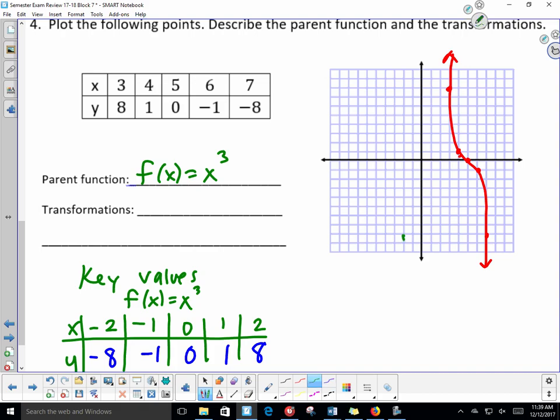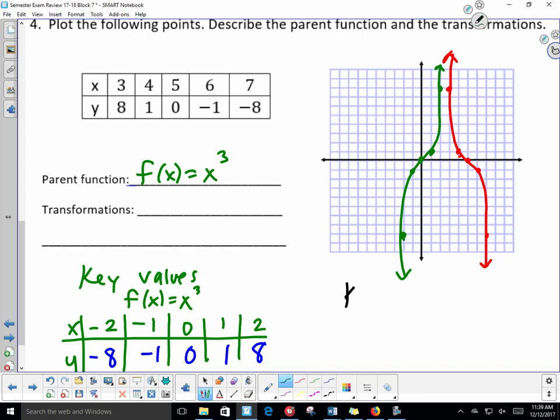So negative 2, negative 8. Negative 1, negative 1. 0, 0. 1, 1. 2, 8. And we're going to draw that in. And hopefully that will give us another aid to help figure out what transformations happened.